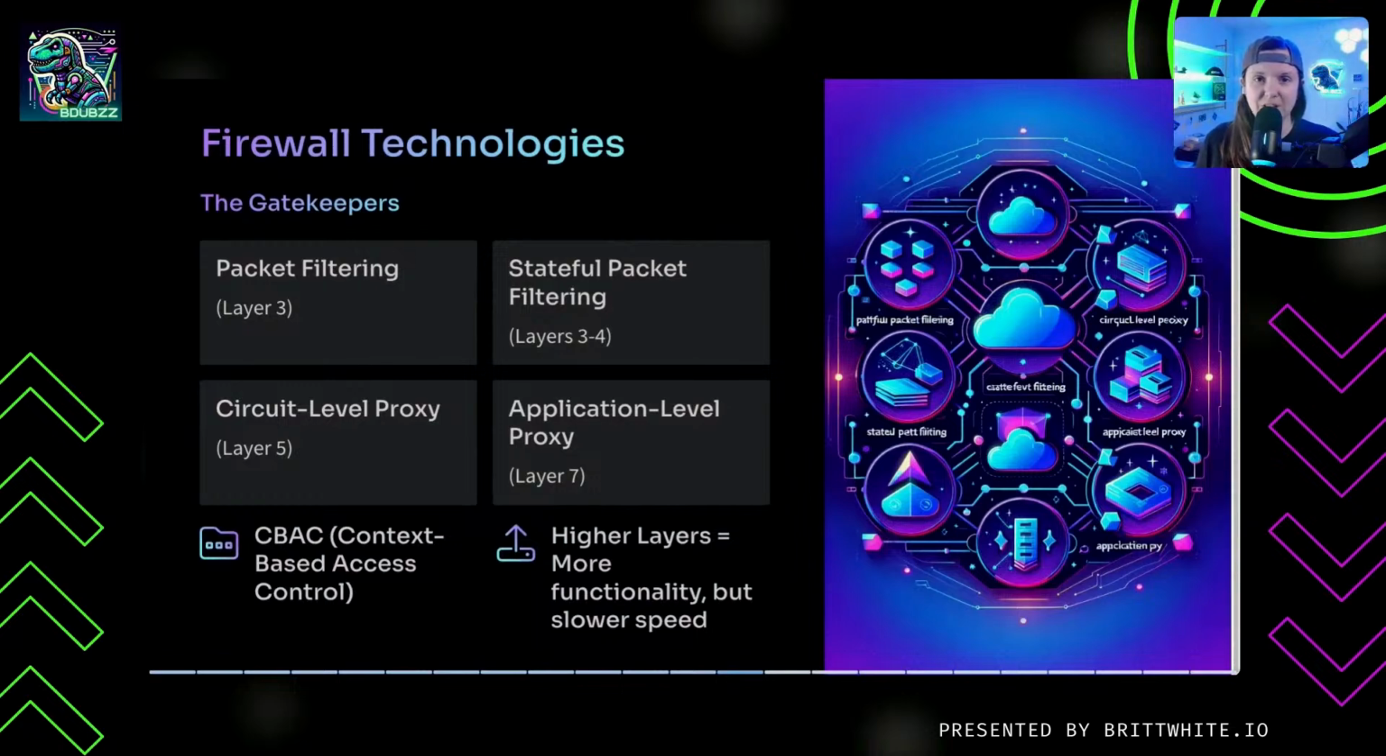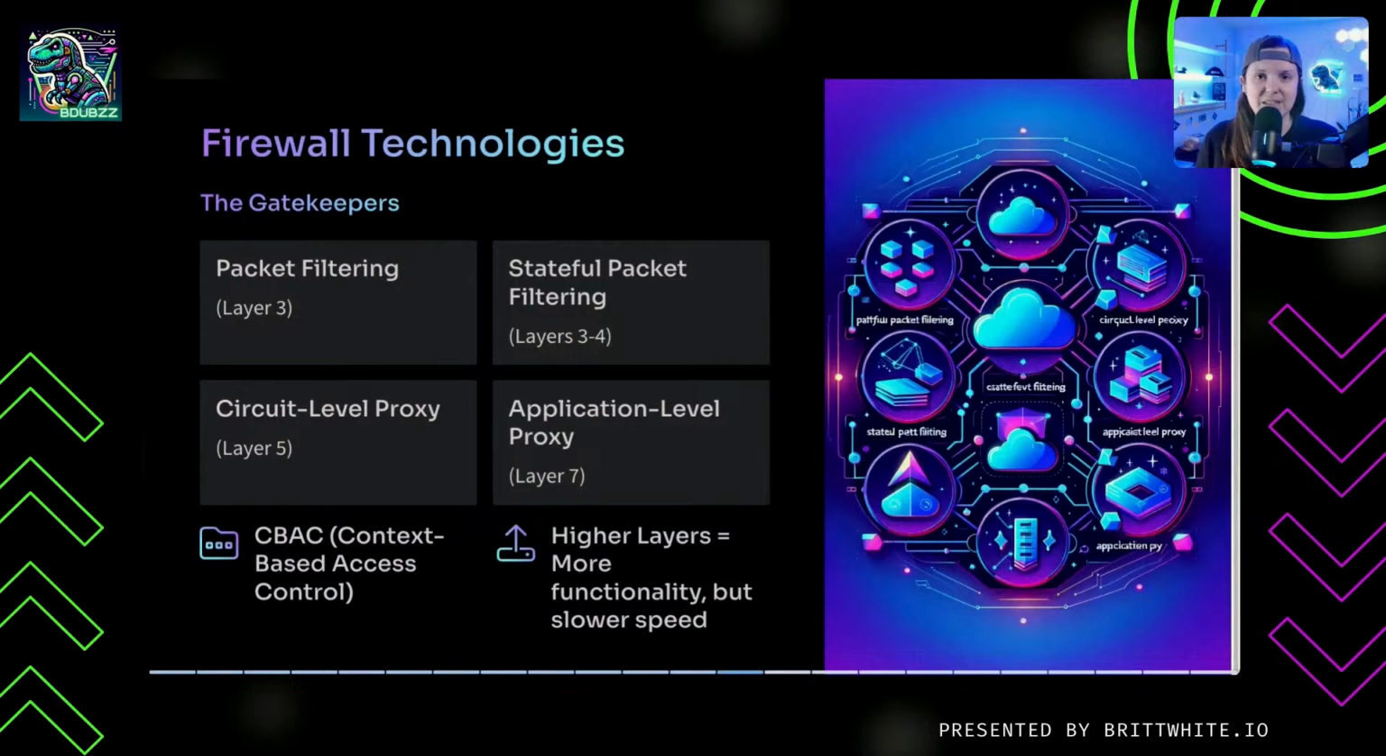Finally, we have application-level proxy firewalls. These are the geniuses. They dig into packet payloads, blocking specific content. But you need one for every service, and they're slow. Each of these firewalls works at different OSI layers. Packet at layer 3, stateful at 3 and 4, circuit at 5, and application at 7. The higher layers provide more brains and functionality, but this comes at the cost of speed.